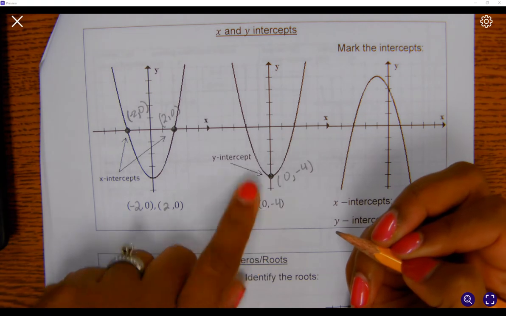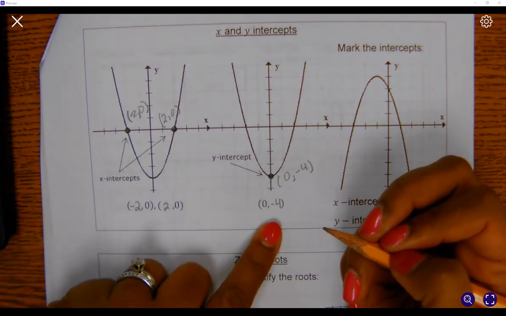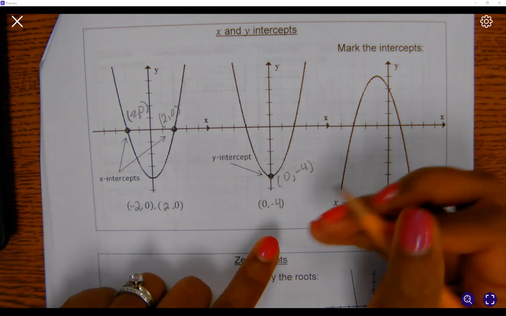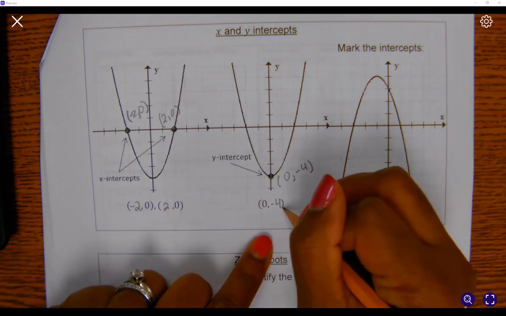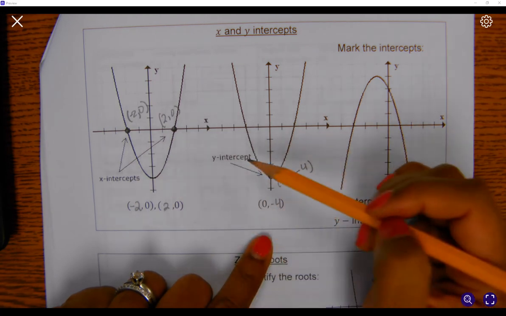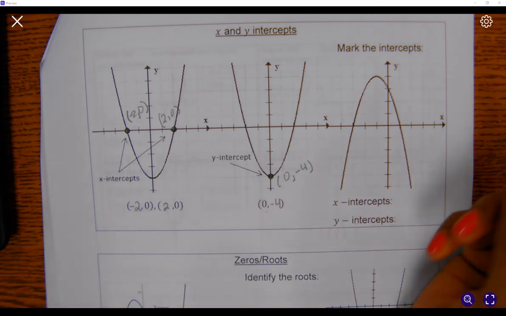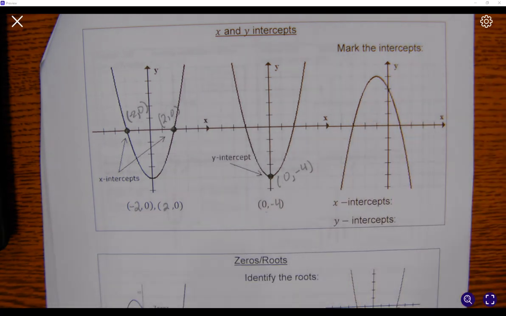Usually on a function, you only have one y-intercept. You can have more than one x-intercept, but on the y-intercept, there's only one. So again, on the x-intercepts, your y-coordinates are always 0. On the y-intercepts, the x-coordinates are always 0. So here's another graph here. So let me go ahead and mark all the intercepts.